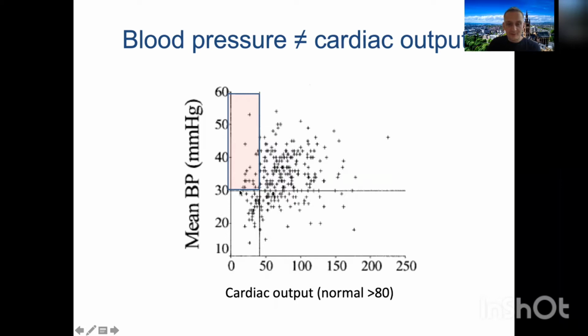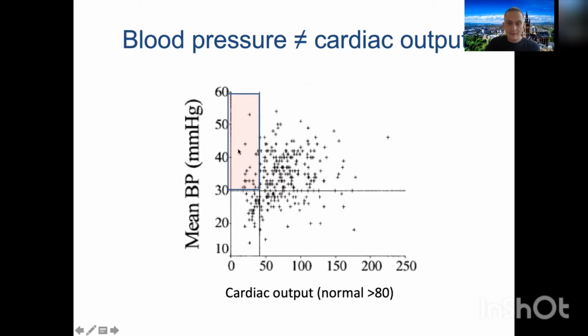So they said that in these babies who had a gestation of around 30 weeks, they used a mean blood pressure of 30 as a cutoff. And of course, that's traditionally what we do in all infant populations. We use mean blood pressure in weeks of gestation as a cutoff for normal blood pressure. And what you can see is that they also plotted cardiac outputs, and they said that a normal cardiac output was above 80 and an abnormal one was less than 40.